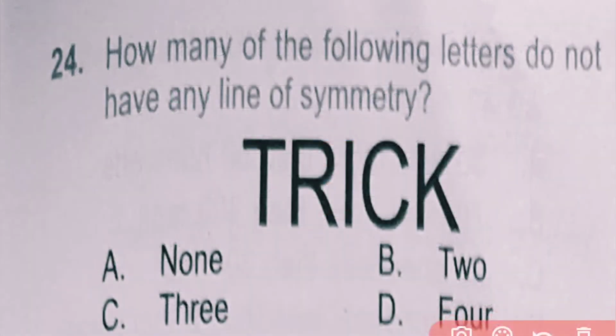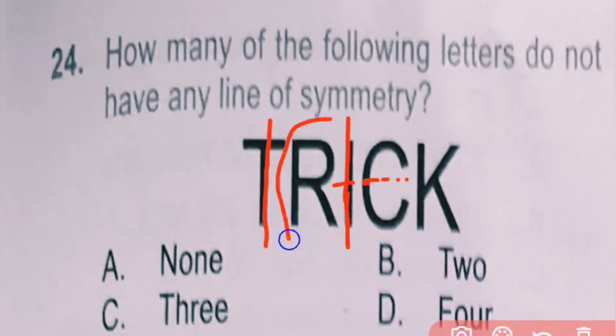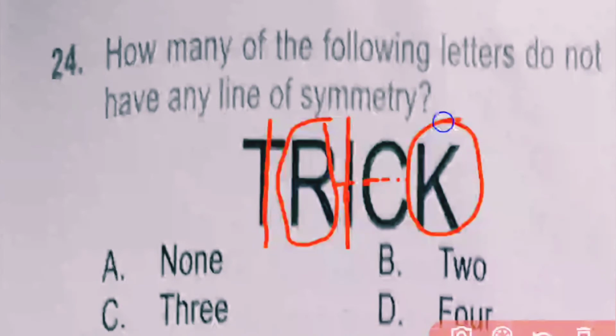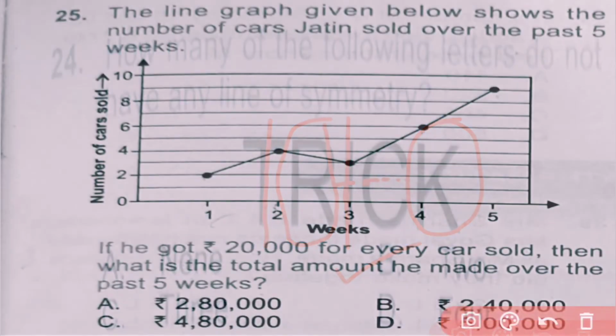Question number 24. How many of the following letters do not have any line of symmetry? Here only letters R and K do not have any line of symmetry. Means 2 letters do not have any line of symmetry. B is the correct answer.